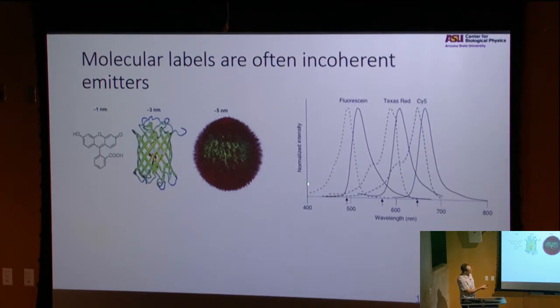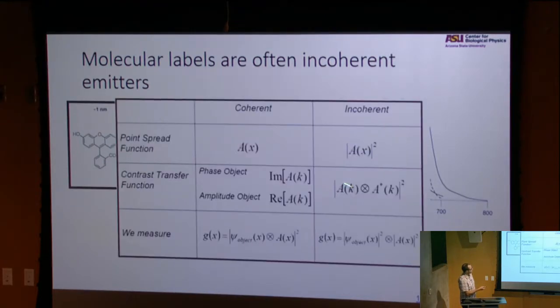They have some spectra, so the dash here is the absorption, and solid is the emission for three different molecular dyes. This is often what we're thinking about. And just to remind everybody, we're in the incoherent case, right? So we don't have any of the phase information anymore. That phase information is lost when we do this. We gain some things because of this, but we lose some things because of it. It's just important that for the rest of this talk, I'm going to talk about incoherent imaging, not coherent imaging.